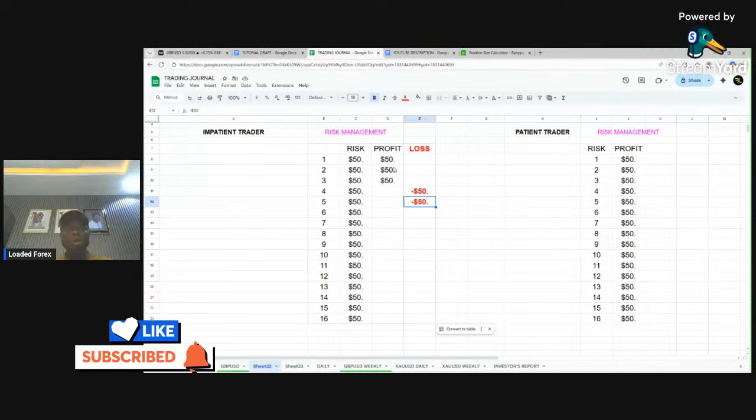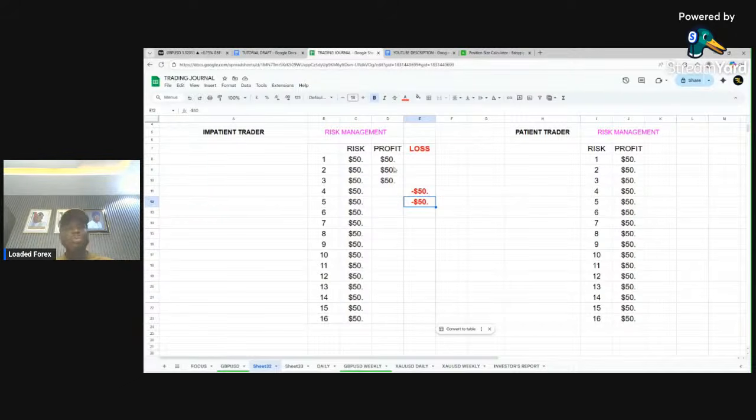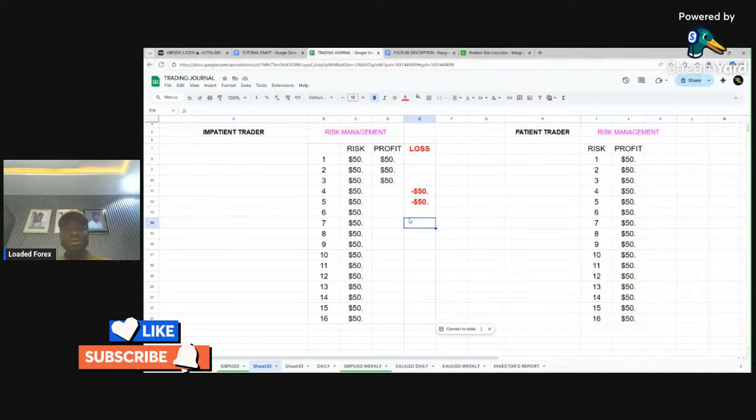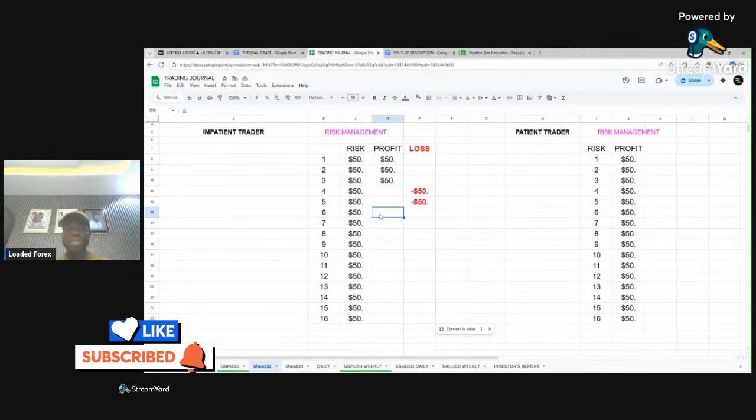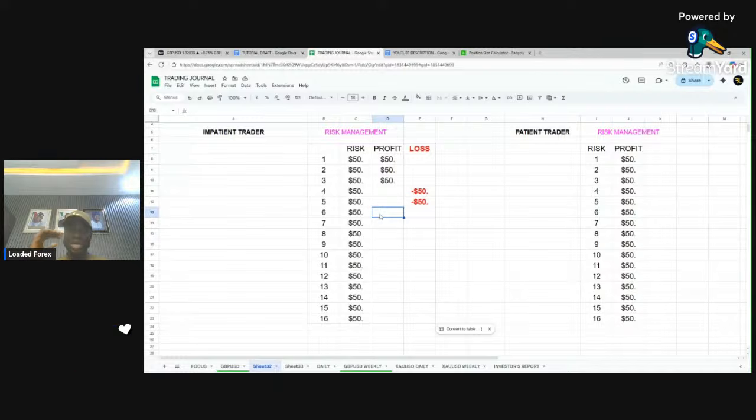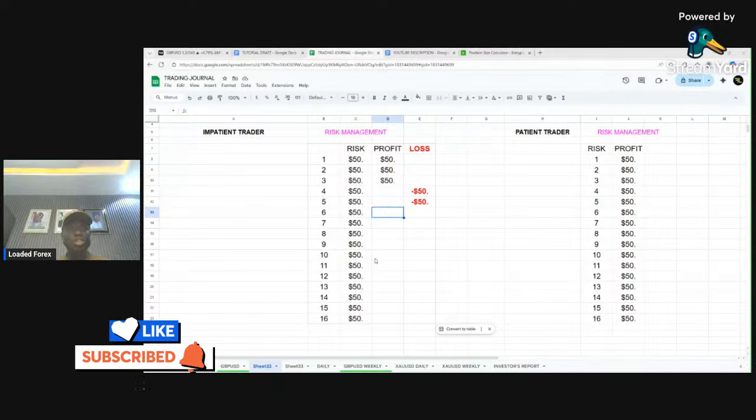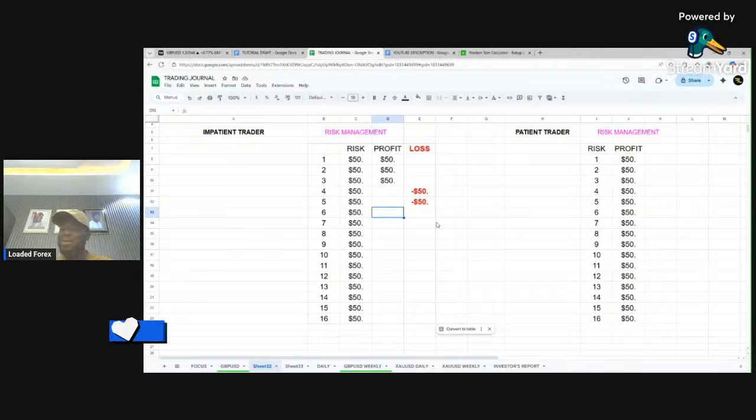$50. But if he or she is carried away or affected emotionally because of these two losses, what is going to happen on the sixth trade? This beginner trader will start losing confidence in the market. He will start guessing whether the strategy is not working. Meanwhile, nothing is wrong with the strategy. It is just the uncertainty in the market.